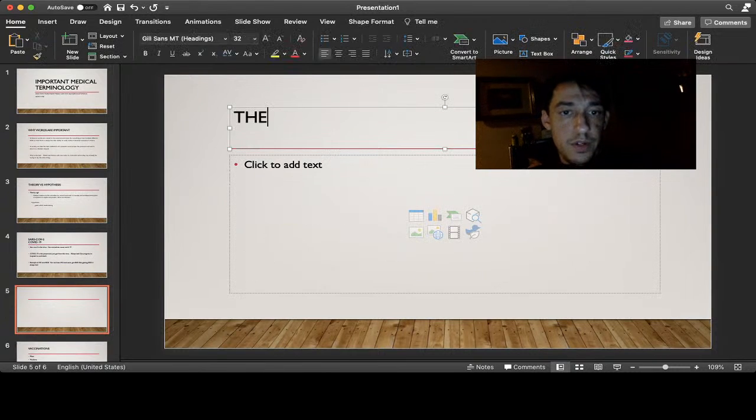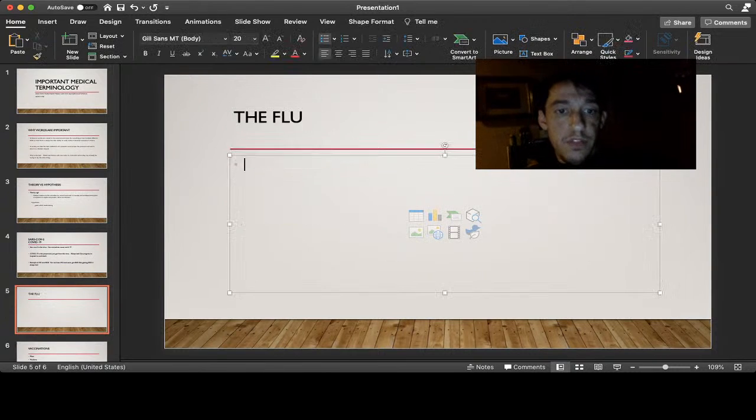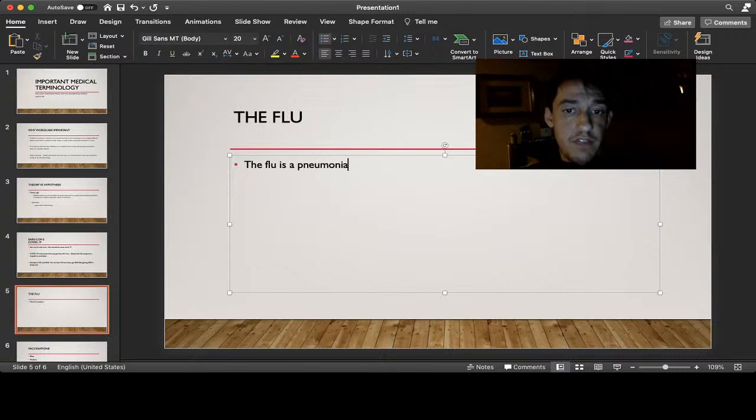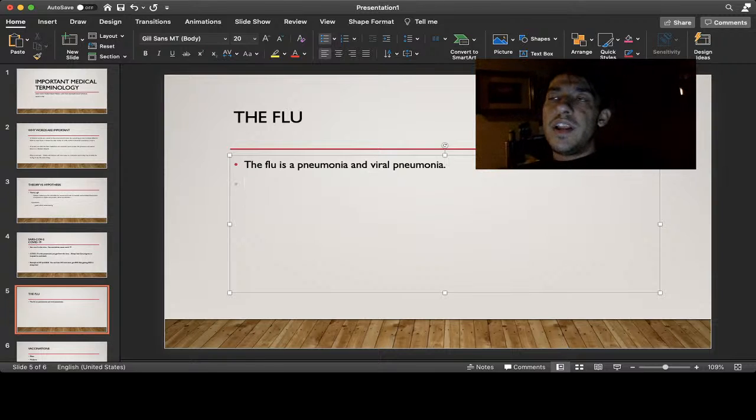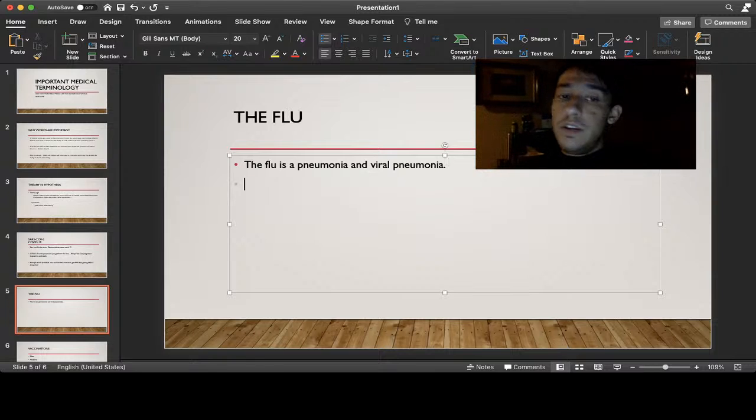The flu. So the flu, and this kind of gets me. The flu is by definition a pneumonia, a viral pneumonia. It is not an upset stomach. It is not diarrhea. It's not vomiting. It is a coughing. So when you're saying, "Oh, I'm coming down with the flu," or I got the flu and I was okay. No, you didn't.